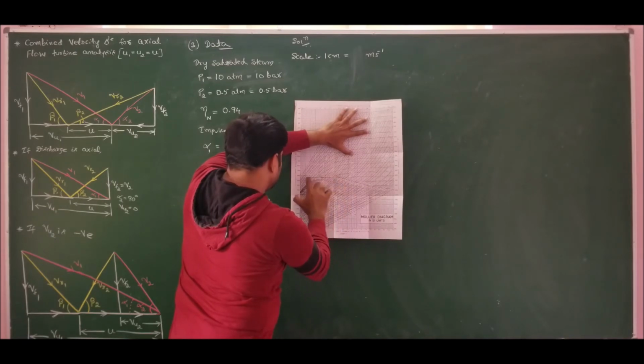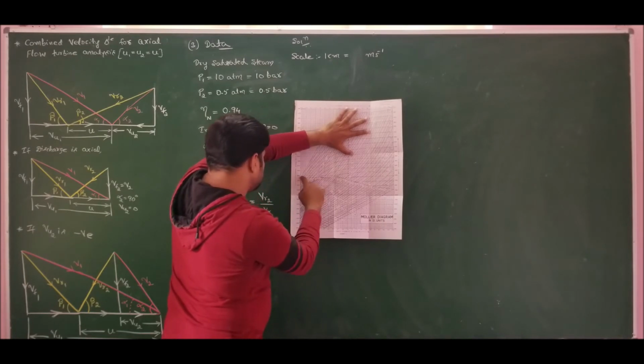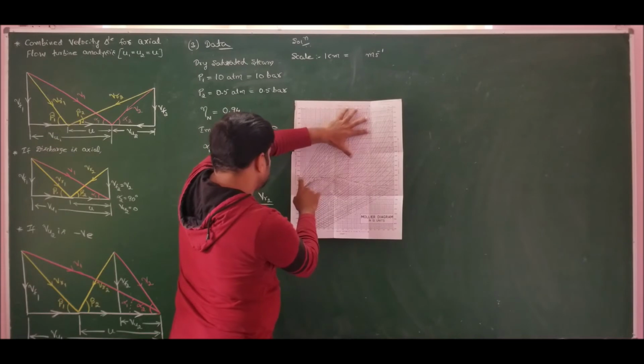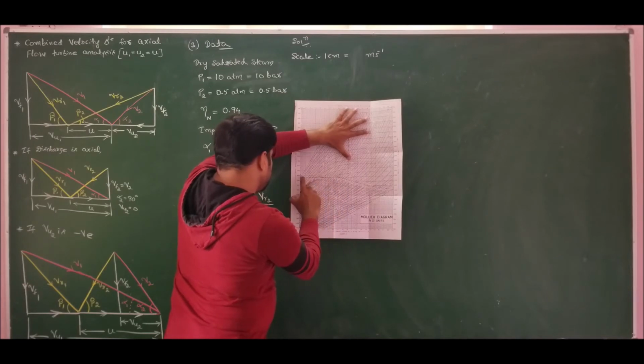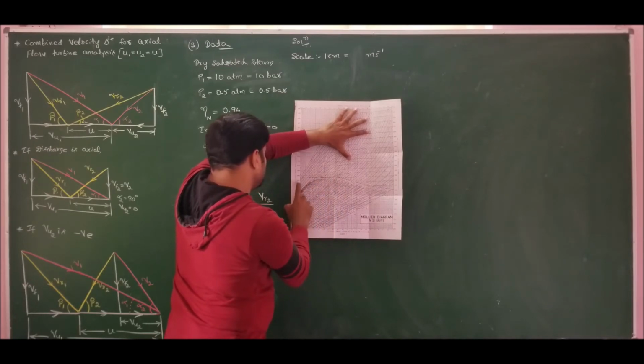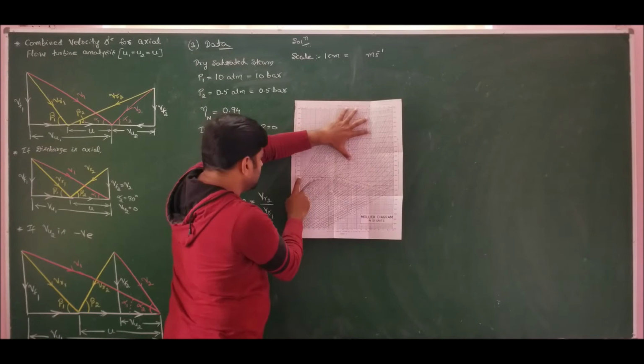So if I measure the enthalpy, the inlet enthalpy is 2780 kilojoules per kg. At 10 bars dry saturated, if I measure, I am getting the enthalpy as H1 is equal to 2780 kilojoules per kg.